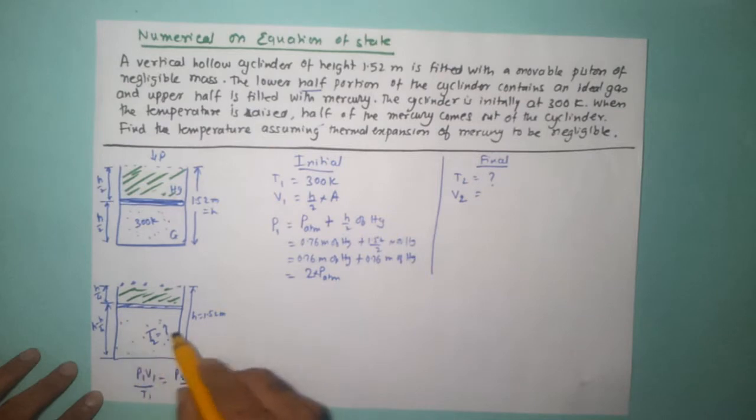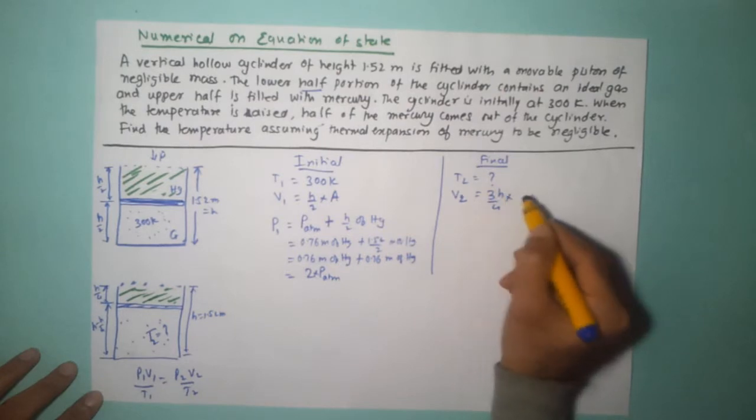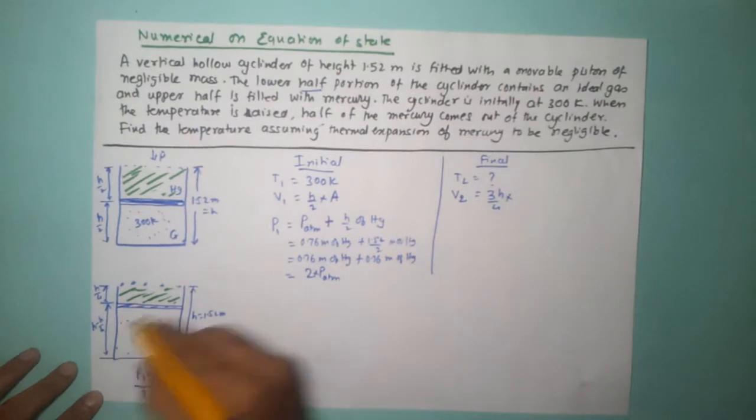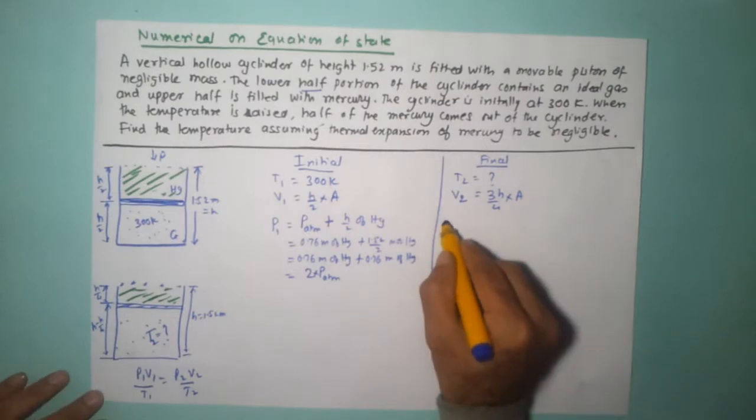Now how much does the volume change? This has become H minus H by 4, so 3H by 4. The height is 3H by 4, and area of course will remain the same, the cross section area of the piston. Right? Okay, what about P2?